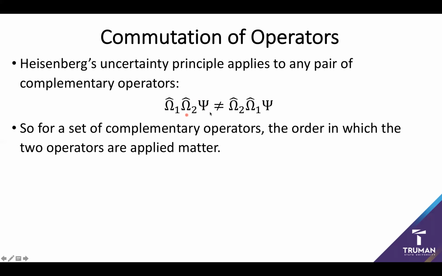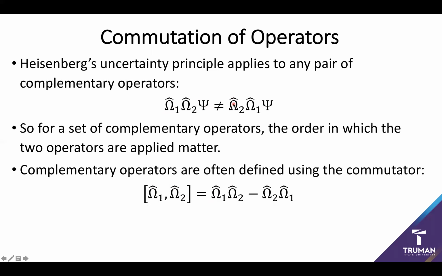However, it's a little bit awkward to try and define complementary operators in this way. So complementary operators are often defined using what's called the commutator. The commutator is kind of its own set of operators. We'll typically use the commutator, as shown here, as an operation on a wave function, where the commutator means that I'm going to apply operator 1 followed by operator 2, minus operator 2 followed by operator 1.